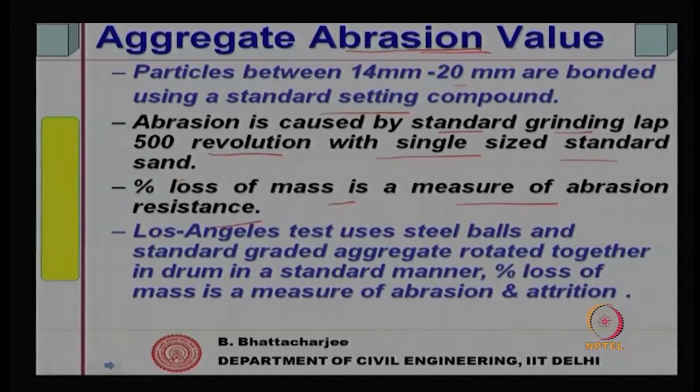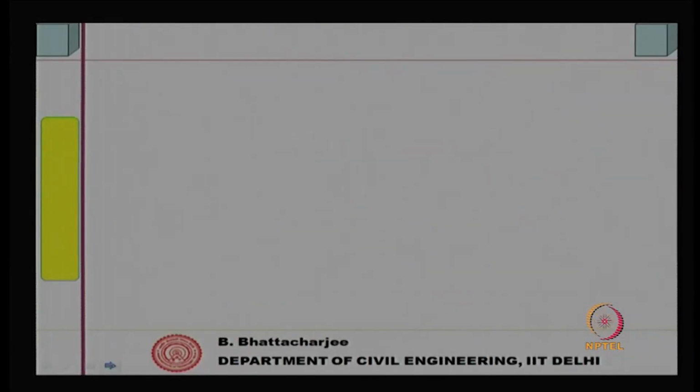Los Angeles test is another one, which uses steel balls and standard graded aggregate rotated together in a drum in a standard manner. So, there it was sand through which you were grinding. In this case, you have steel balls and the aggregates rotated in a standard drum in a standard manner, and percentage loss of mass is measured, and that gives us abrasion as well as attrition.